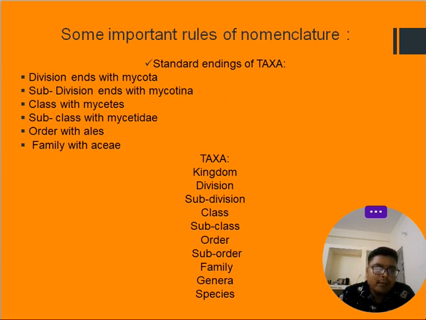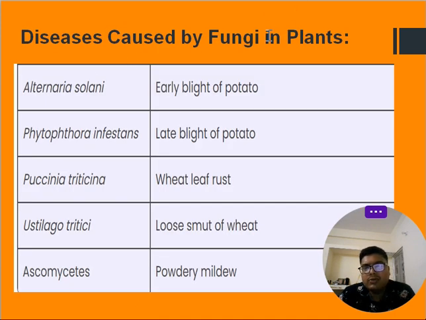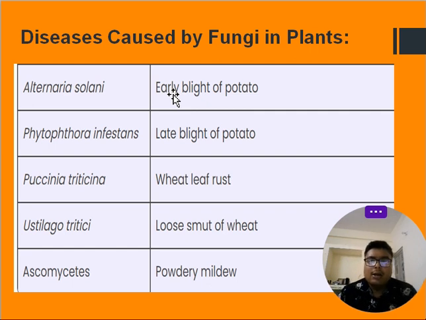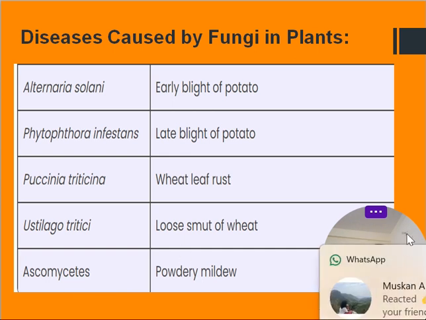Next we see diseases caused by fungi in plants. What are the diseases caused by fungi in plants? As you see here, early blight of potato, the fungal pathogen is Alternaria solani. Late blight of potato is a fungal disease caused by Phytophthora infestans. Wheat leaf rust is caused by Puccinia triticina. Loose smut of wheat is caused by the pathogen Ustilago tritici. Powdery mildew, a fungal disease, is caused by Ascomycetes.